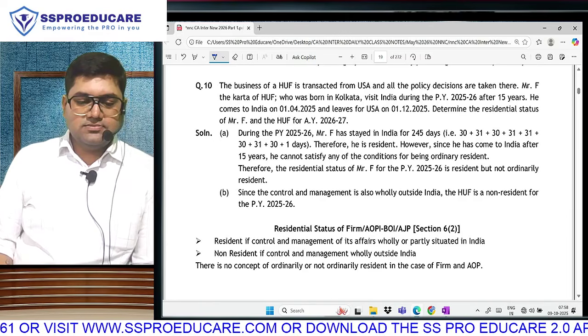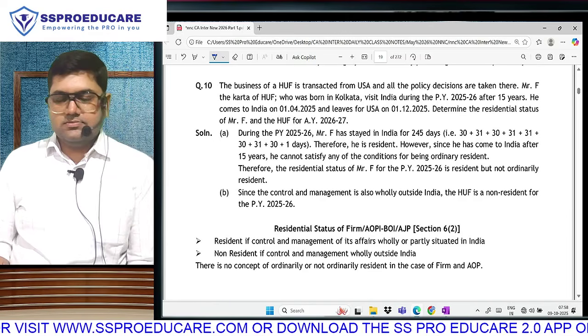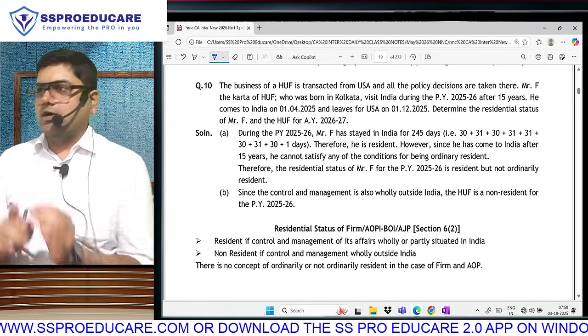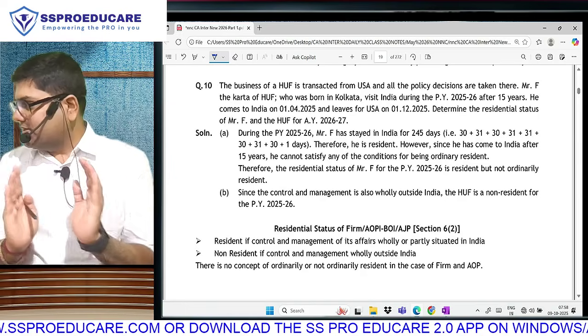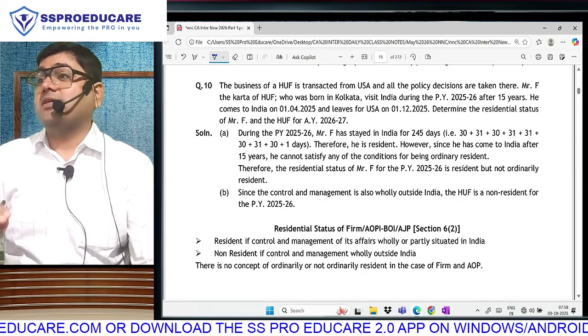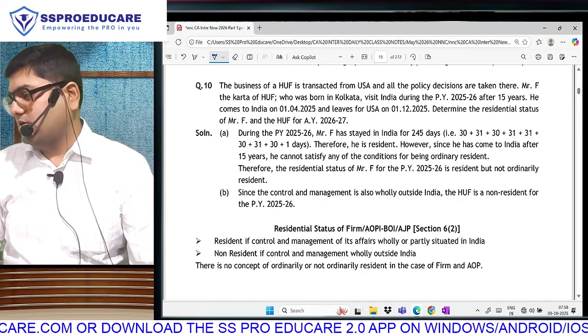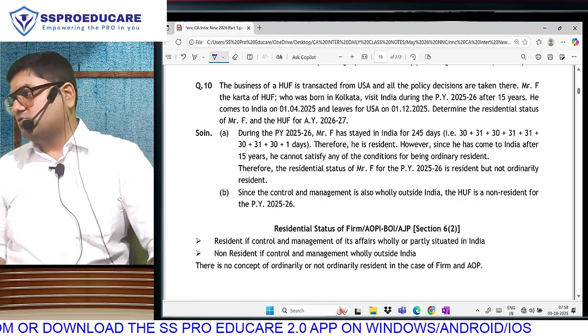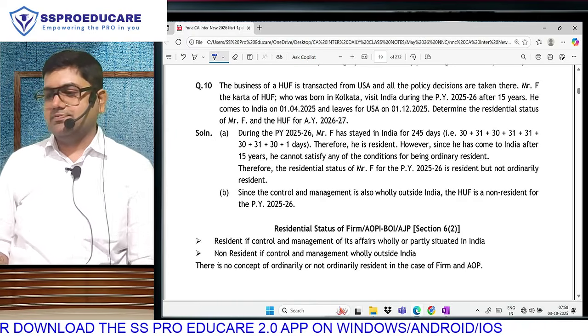Determine the residential status of Mr. F and the HUF for AY 26-27. So no, there are two different assessees, HUF and Karta, with separate residential status. Karta is an individual, and the residential status of an individual, a good enough question, we have solved. Solve the Karta's question, that is Mr. F's residential status, then we will discuss the HUF together.